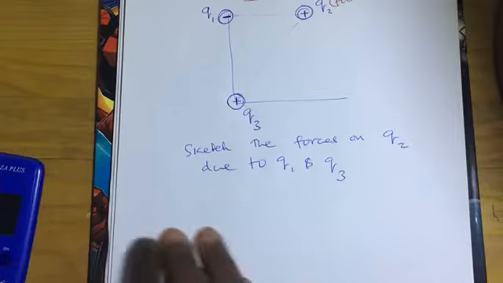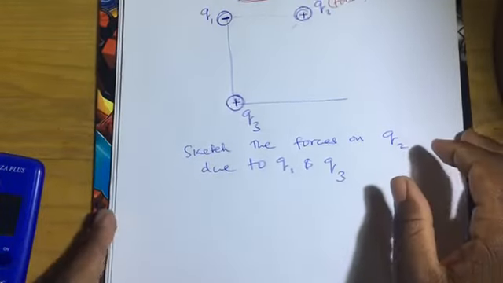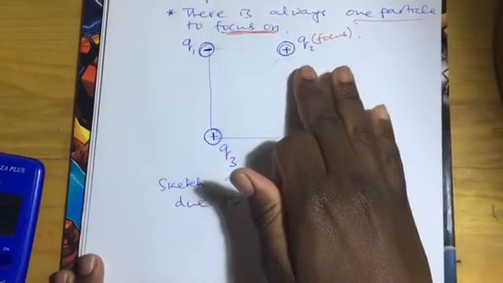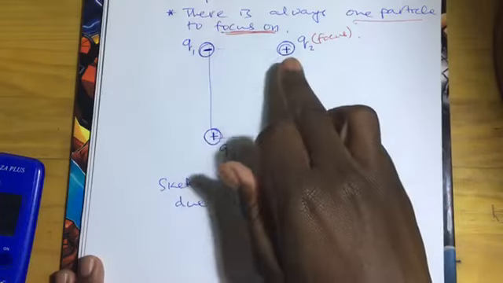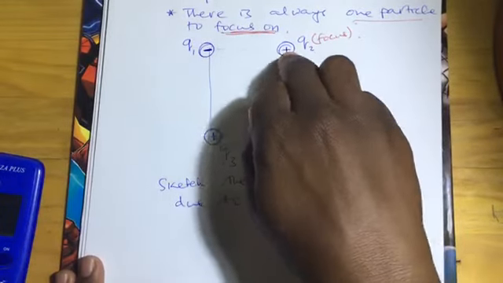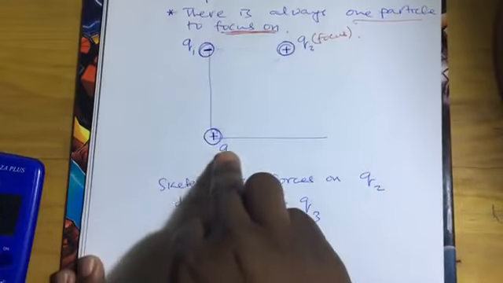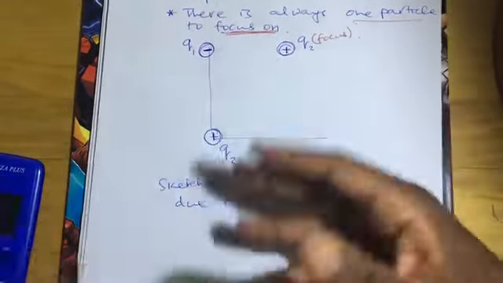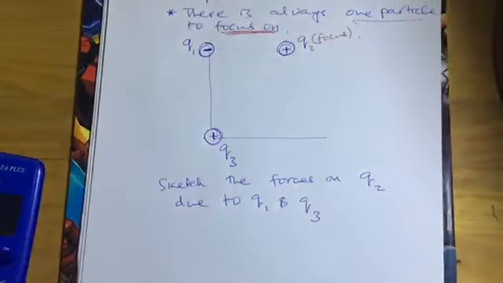We are setting the foundation for other questions that we're going to start doing soon. You've been given this scenario. Q2 is your focus, you have Q1 and you have Q3. They are saying, what forces will Q2 experience due to Q1 and Q3? For now, I just want us to make diagrams, then calculations are going to follow so that you all get to understand.